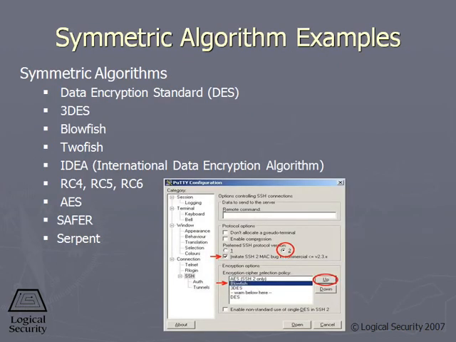So we're going to look at actual symmetric algorithms, right? And for now, you need to know which ones are symmetric, like DES, triple DES, Blowfish, Twofish, IDEA, RC4, AES. There's a whole set of algorithms that you're going to have to know are symmetric, and then we're going to go into the different characteristics of some of these algorithms.